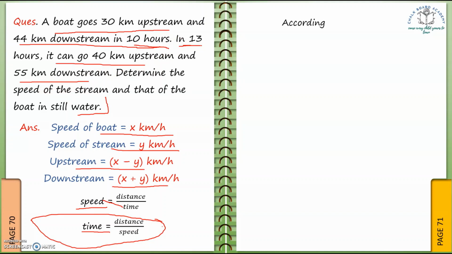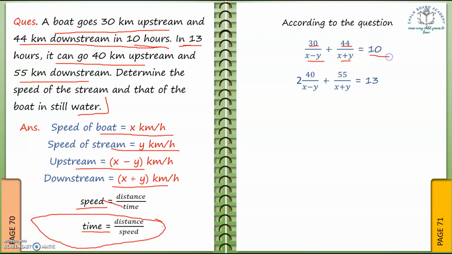So let's see. According to the question, we are given 30 kilometer upstream. So 30 kilometer is the distance and x minus y is the speed. Then plus 44 kilometer downstream, that is 44 kilometer distance, and x plus y is the speed. So 30 by x minus y plus 44 by x plus y is equal to 10, first equation. Similarly we have the second equation, that is 40 by x minus y plus 55 by x plus y is equal to 13.